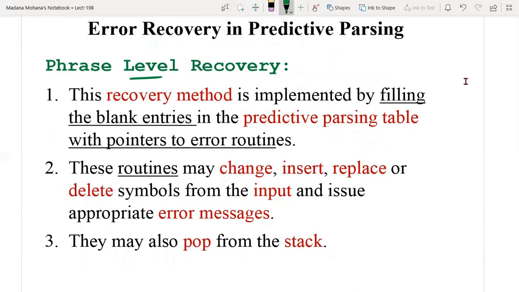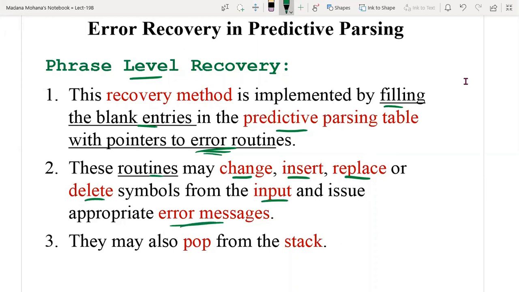This phrase level recovery method is implemented by filling the blank entries in the predictive parsing table with pointers to error routines. By adding pointers to error routines, these routines may change, insert, replace, or delete symbols from the input and issue appropriate error messages.